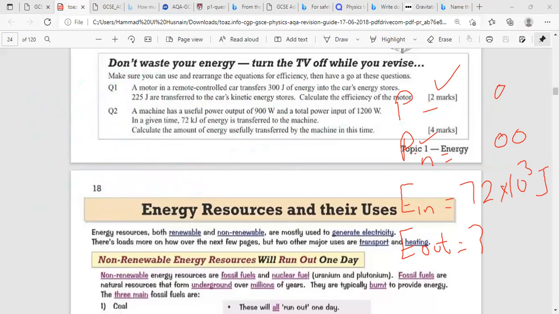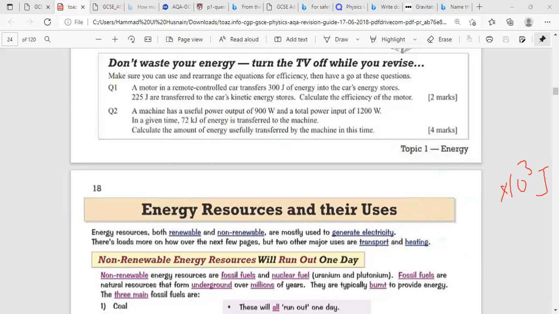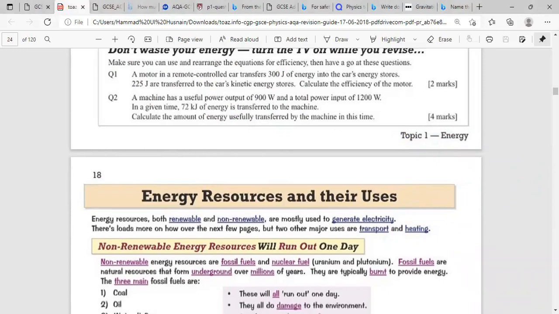A machine has used a power of 900 watts and a total machine input of 1200 watts. In the given time, 72 kilojoules of energy is transferred into the machine. Calculate the amount of energy usefully transferred by the machine in that time.